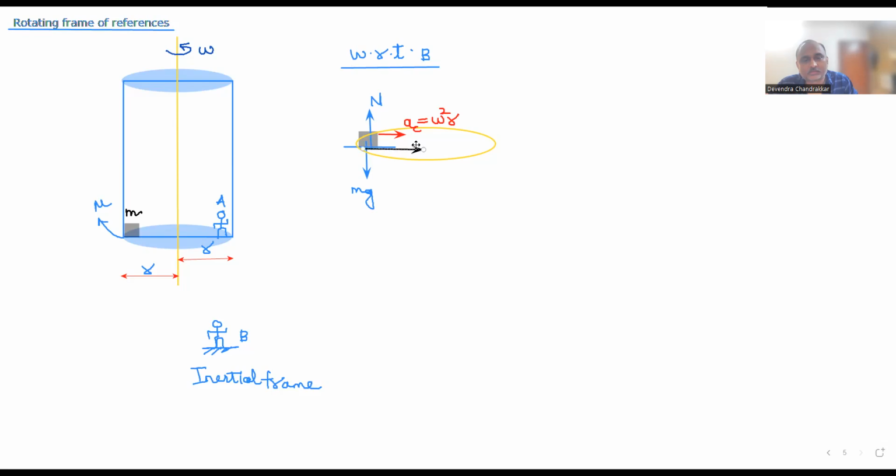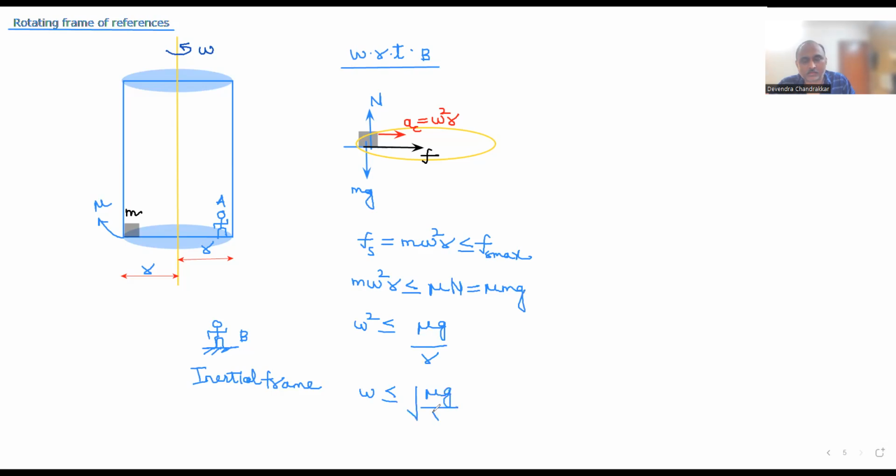What is the direction of friction here? Towards the center. So this friction is static friction. Fs is also the centripetal force. Fs is equal to m omega square r, which is less than or equal to Fs max, which is mu N, and mu N is mu mg. So omega square is less than or equal to mu g over r, or omega is less than or equal to root of mu g by r. Anybody having any doubt here? So the maximum angular velocity with which this elevator can rotate, for which the block will not slide, is root of mu g over r.